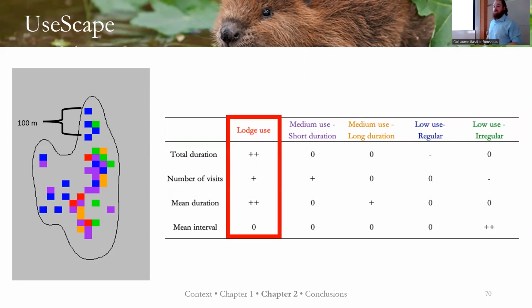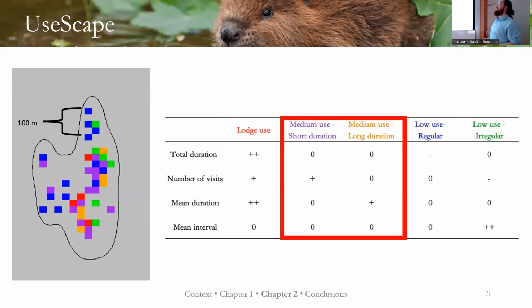And so moving into each intensity of use type, again, we were able to highlight these lodge and den use areas, which is a really key area for these animals. And you'll notice that they spent a lot of time here, visited it often, and if they did leave, the interval to return was pretty low.